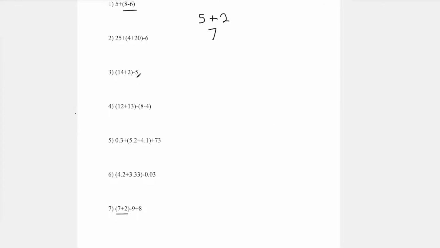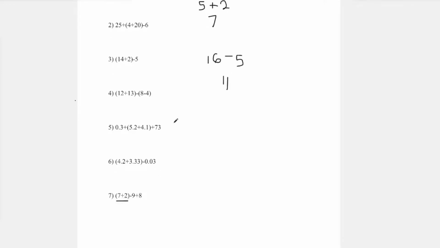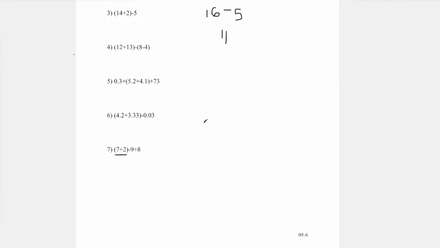And number 3, 14 plus 2. Again, we're doing what's inside the parentheses first. 14 plus 2 is 16. Minus 5. 16 minus 5 is 11. So 11 would be your answer for number 3.